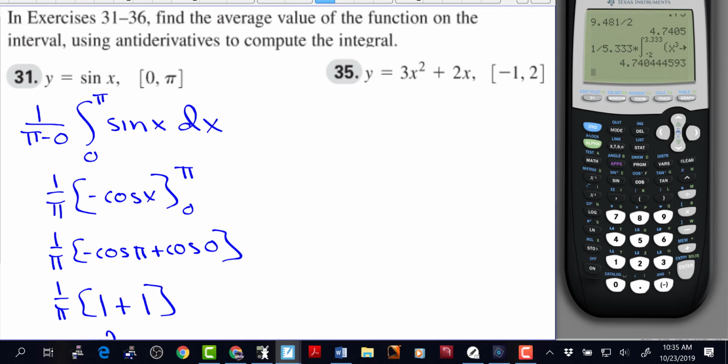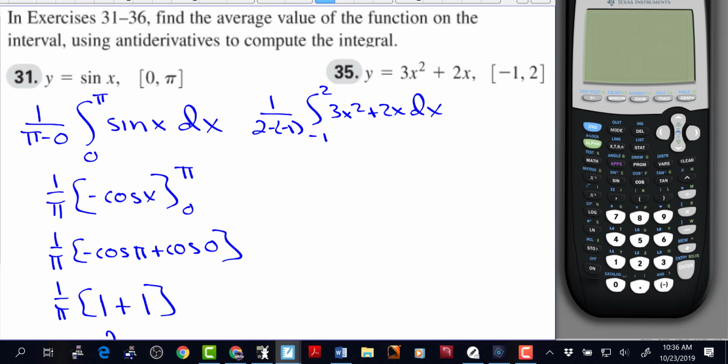So on this one, we're going to go 1 over 2 minus negative 1, integral from negative 1 to 2 of 3x squared plus 2x. On the free response part of the test, just writing that down might be worth a point. So try not to do a whole lot of stuff in your head. You guys are losing points because of that.